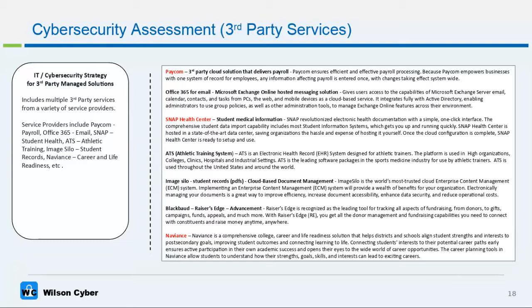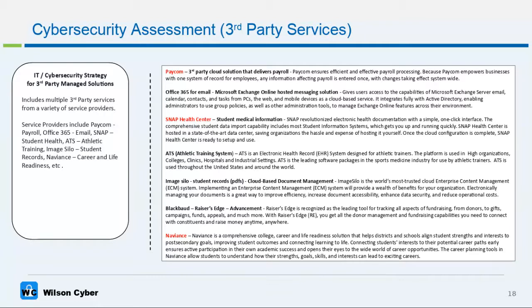Image Silo has student records, cloud-based documentation management, the world's most trusted enterprise content management system. Implementing an enterprise content management system will provide a wealth of benefits for the organization. Electronically managing documents is a great way to improve efficiency, increase document accessibility, enhance data security, and reduce operational costs.